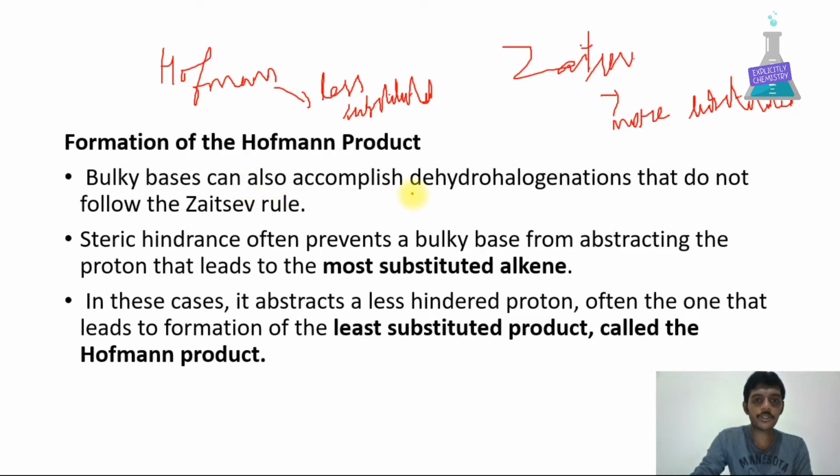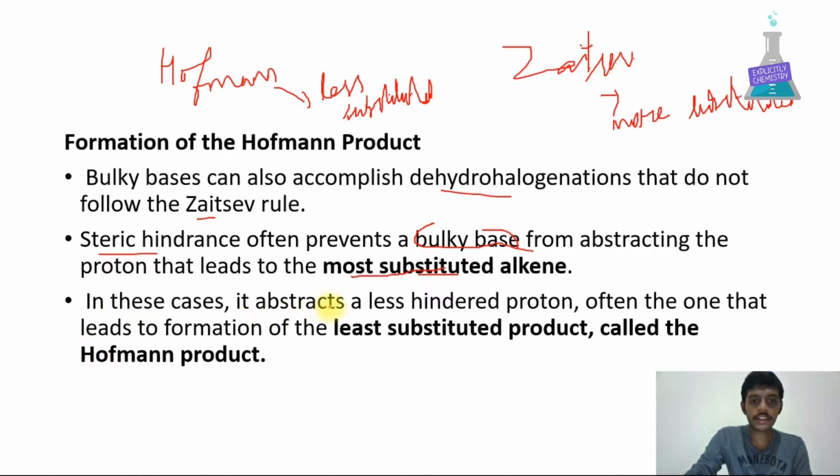Bulky bases can also accomplish dehydrohalogenations that do not follow the Zaitsev rule. Steric hindrance prevents a bulky base from abstracting the proton that leads to the most substituted alkene. If you use a bulky base, there will be steric hindrance, so the most substituted alkene will be prevented.